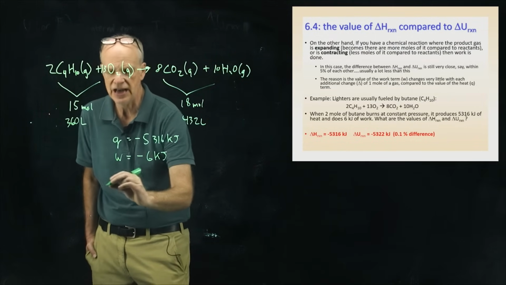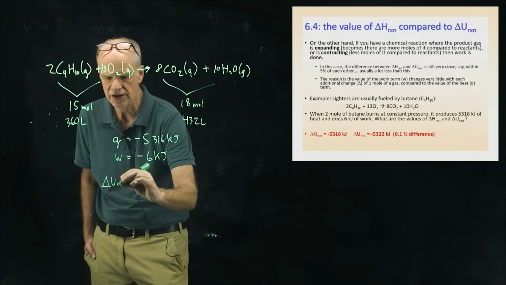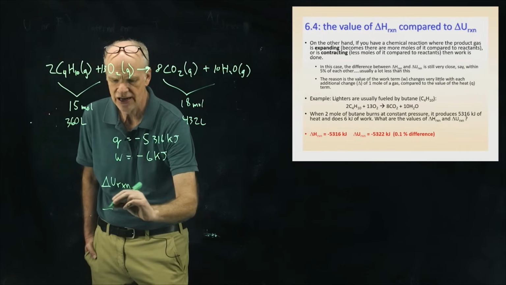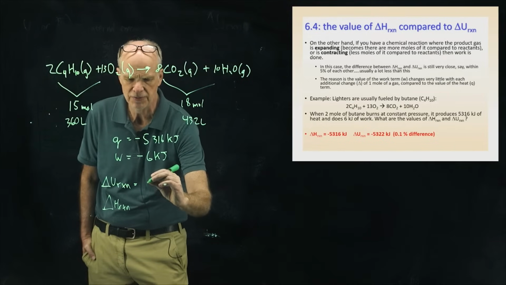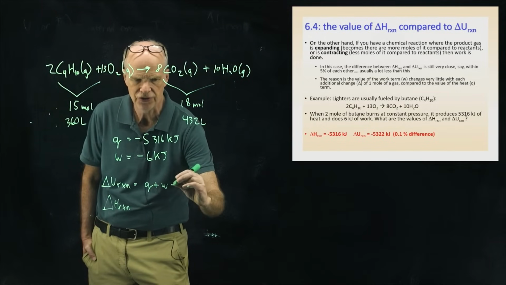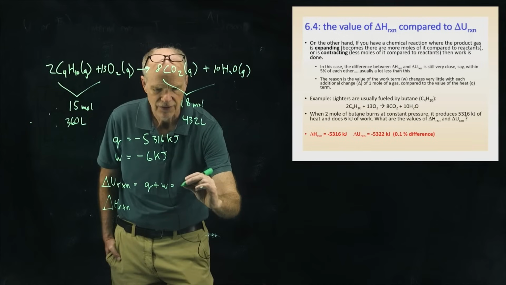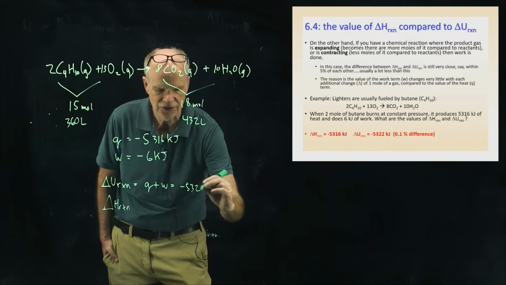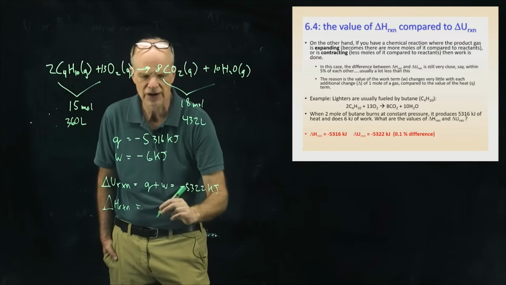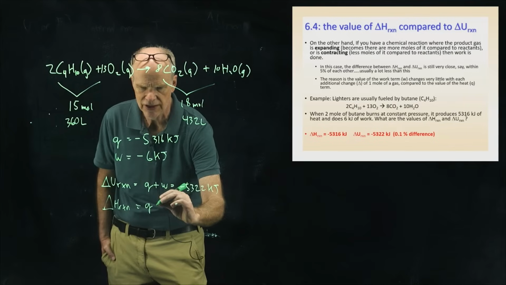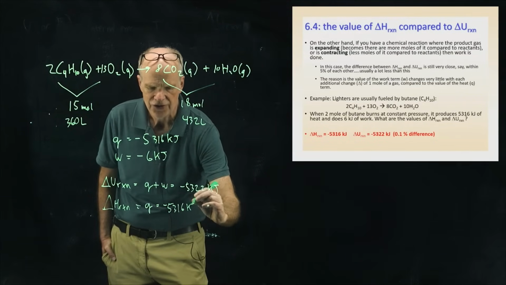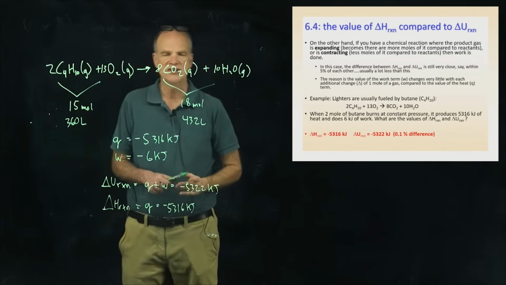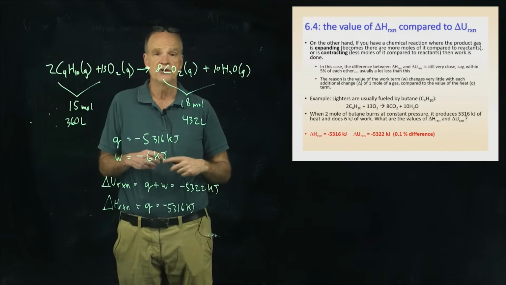And so now you can actually calculate the change of internal energy of the reaction and the change of enthalpy of the reaction. So the change of internal energy is just going to be Q plus W. So it's going to be negative 5,322 kilojoules. And then the change of enthalpy of the reaction is just going to be equal to Q. And so that is going to be negative 5,316 kilojoules. So you can see that the change of enthalpy of the reaction is very close to the change of internal energy of the reaction.